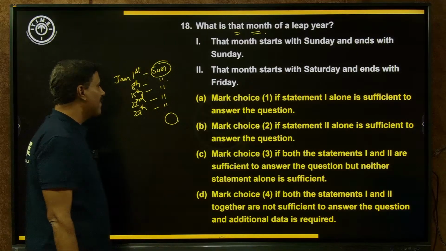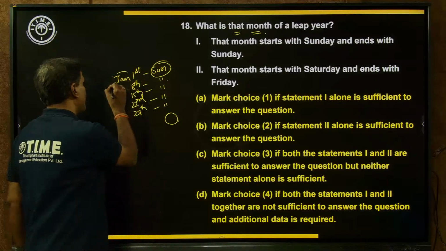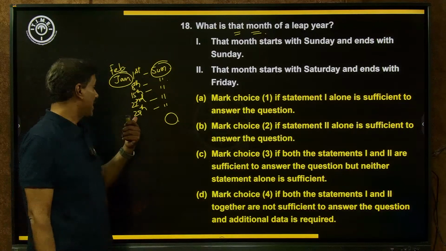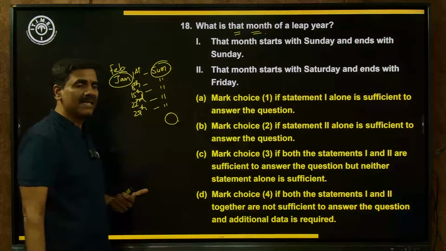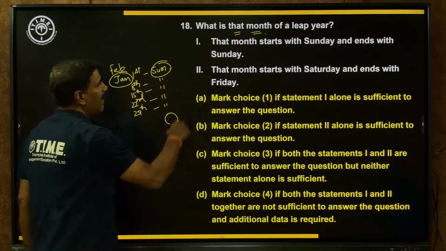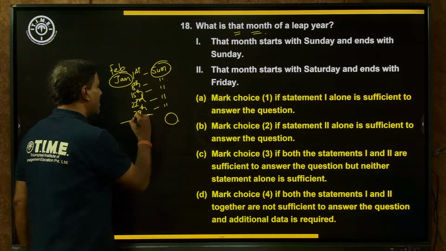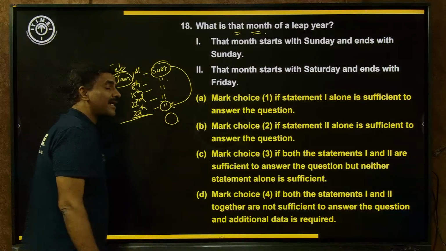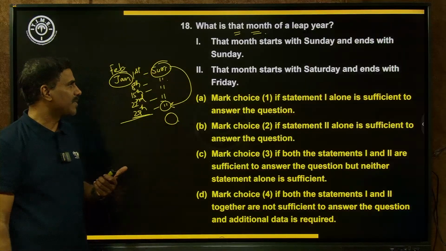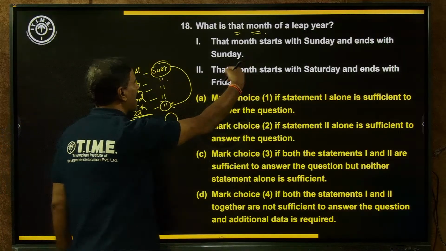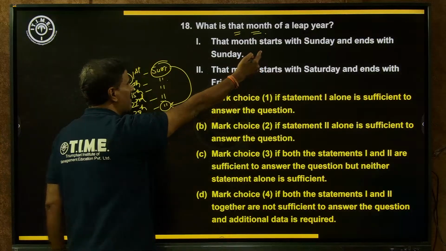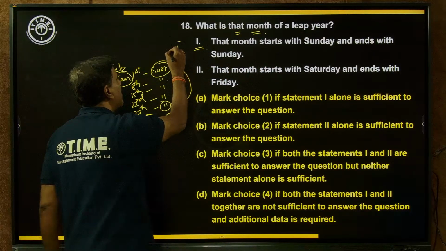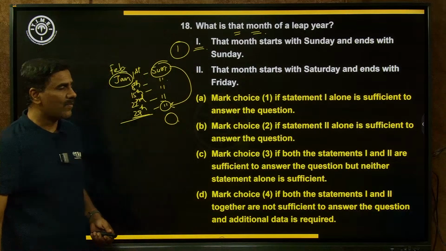But if you consider February instead of January, if February 1st is Sunday, 8th also will be Sunday, 15th also will be Sunday, 22nd will be Sunday, 29th will be Sunday. As that is a leap year, February will have 29 days. It starts with the same day and ends with the same day, which is possible only in the case of February of a leap year. So if it is starting with some day and ending with the same day, it has to be February of that leap year. So the first statement alone is sufficient. So it has to be choice 1.